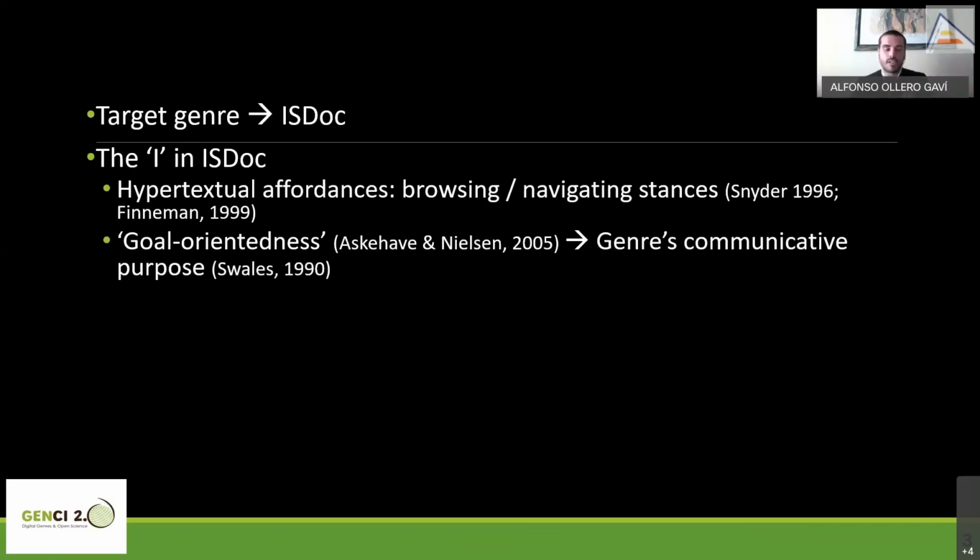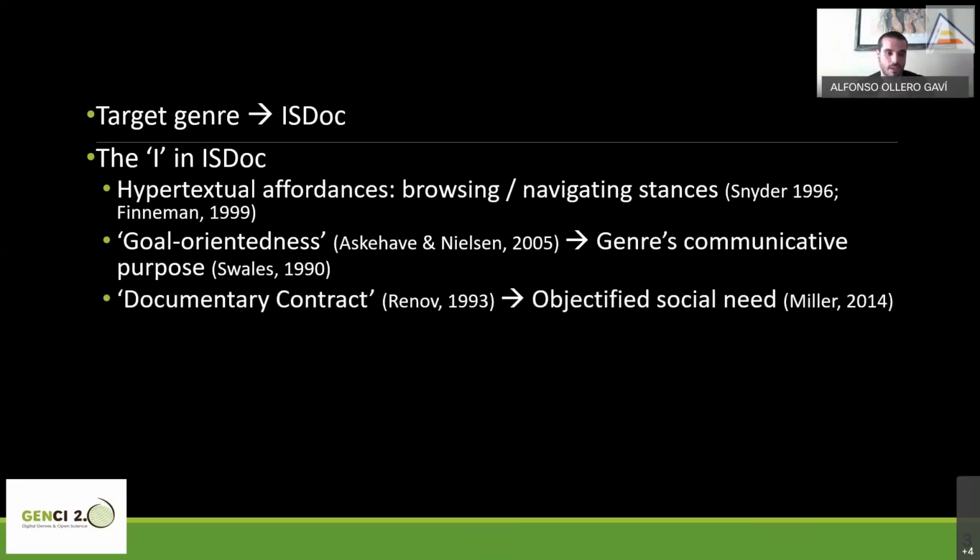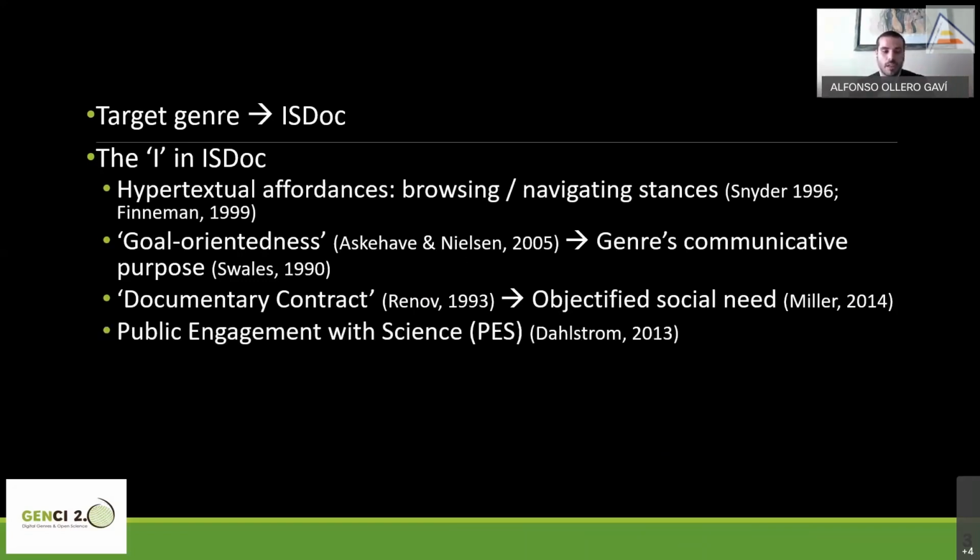Within this democratization of science, we are now giving power to the people. And so, the documentary and interactivity contribute to this change in the paradigm. Since my studies are following the rhetoric tradition, I decided to also study the documentary contract as the objectified social need, that is, the social exigence that the genres must develop and which fulfills the genre's communicative purpose. I'll come to explain that later.